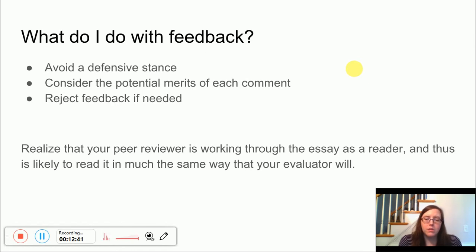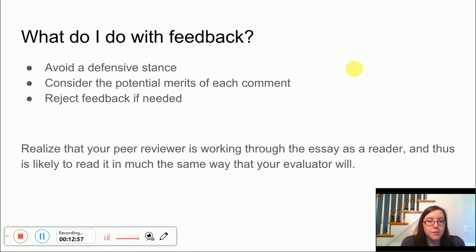It's a hard thing to do, but you should understand that if you're being required to do a peer review, whether that's because you're in a class or you're publishing something for submission, it's part of the process, and your reviewer is providing you with these comments just to help you make your paper better.